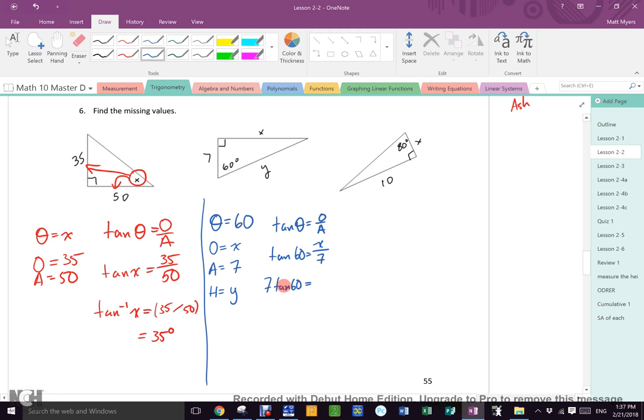Where do you get the number for tan 60? Do you know it in your head? No. What does? Calculator. How do you punch that into your machine? I don't know. Do it. 12.12. There's 12.12. I knew it was coming.